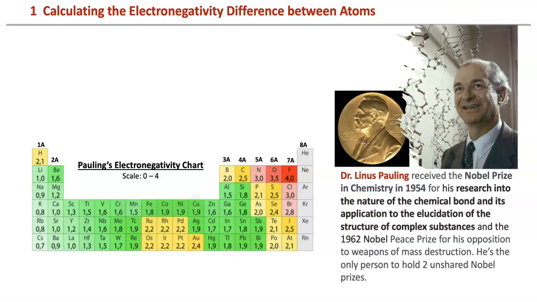He is also the only person to receive 2 unshared Nobel Prizes. He won another one in 1962 for his work on opposing the weapons of mass destruction, nuclear weapons, and so forth.